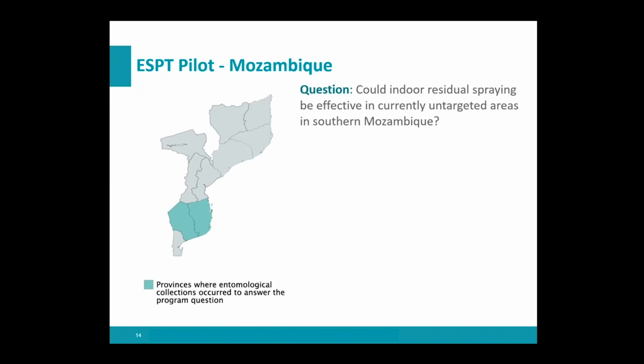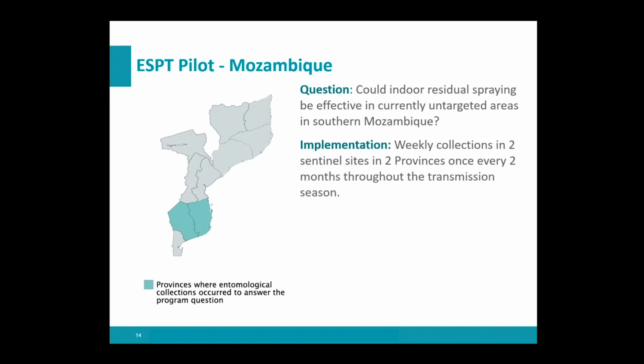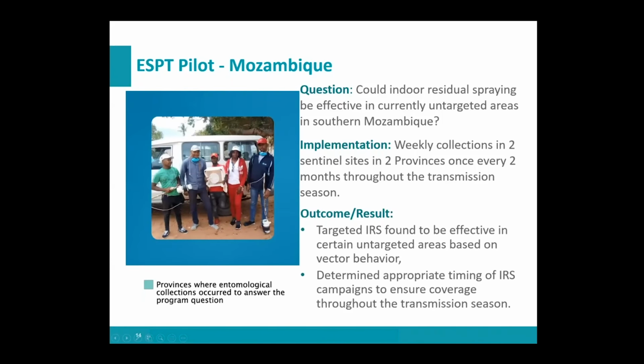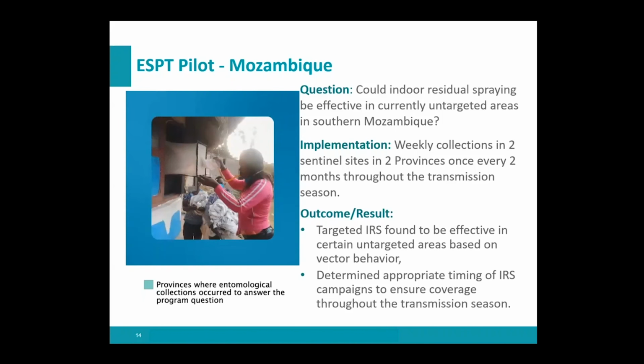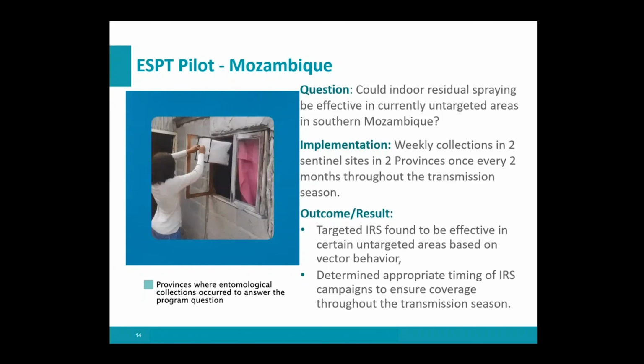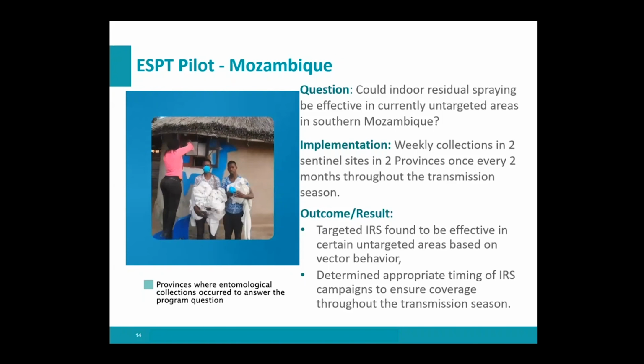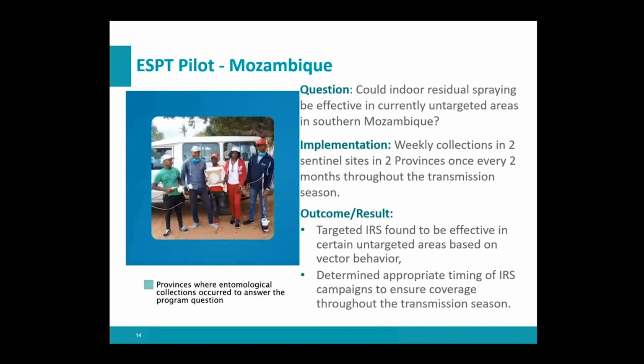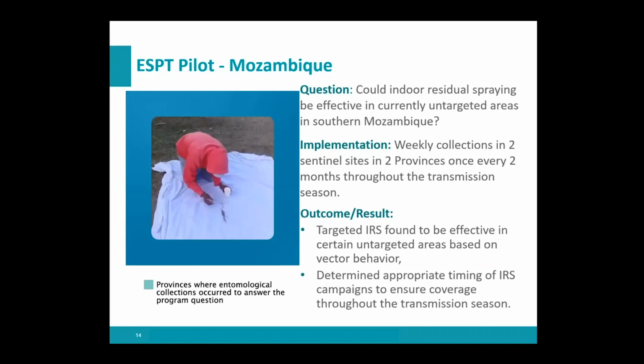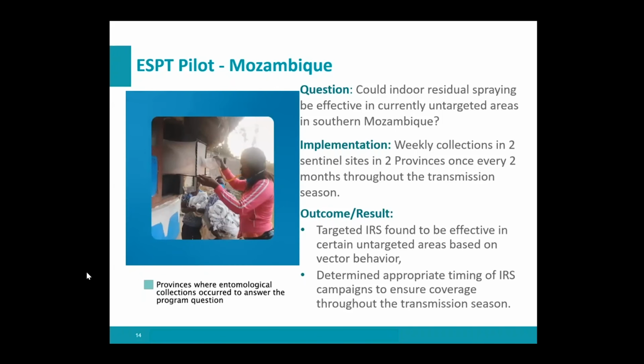The program applied ESPT to select minimum indicators, sampling methods, and sampling sites in order to address this question. The program conducted weekly collections in sentinel sites in 2 districts not currently targeted by IRS, once every 2 months to cover the transmission season. They measured key indicators to collect information on vector biting behavior, vector resting behavior, and insecticide susceptibility. The outcome was that in southern Mozambique, targeted use of IRS could be effective based on vector behavior in only some currently untargeted areas, defining the 2019 IRS strategy for these sites. The program also determined the appropriate timing of IRS to ensure adequate IRS coverage throughout the entire malaria transmission season.